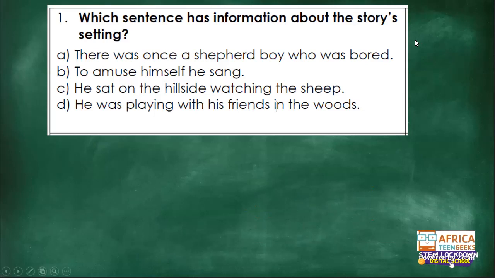So number 1, which sentence has information about the story's setting? Remember, a setting is where it happened. Which sentence tells you something about where it happened? The first sentence, there was once a shepherd boy who was bored. Does that sound like it tells you where it happened? Not really, right? No. To amuse himself, he sang. Does that tell you about the setting? No. I see people writing in the chat box.